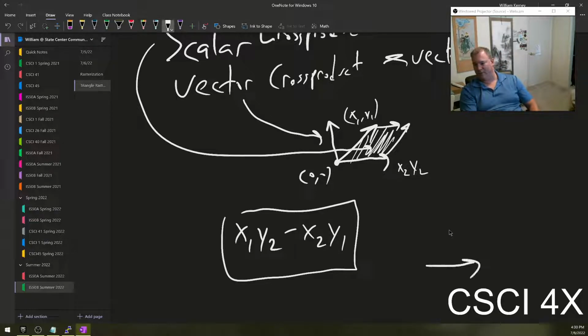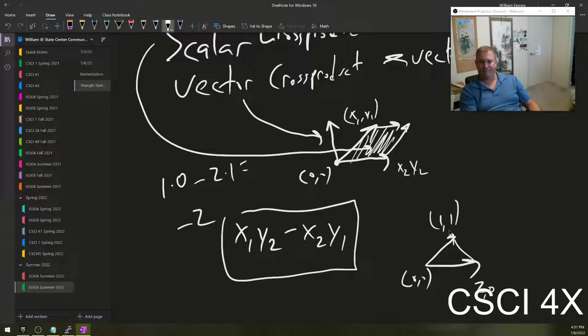So if you have a guy here that's at 2, 0, and this guy's at 1, 1, and this guy's at 0, 0, then it's going to be 1 times 0 minus 2 times 1, and so you get an answer of negative 2. So the area of the triangle is negative 1. Like I said, it depends on the order you do things. You'll get a negative if you go clockwise, you get a positive if you go counterclockwise. The sign tells you whether you're going clockwise or counterclockwise. The magnitude is the area. But that's it. It's really easy.